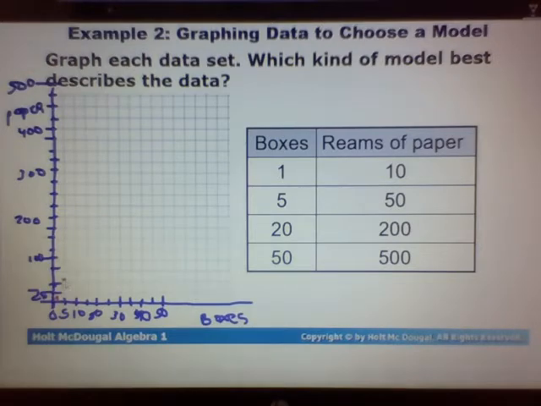Then we're going to go over 5 up 50. So that's going to be in the middle here between 0 and 100. Over 20. So 10, 15, 20 is right here. And then up 200. And then over 50 up 500.